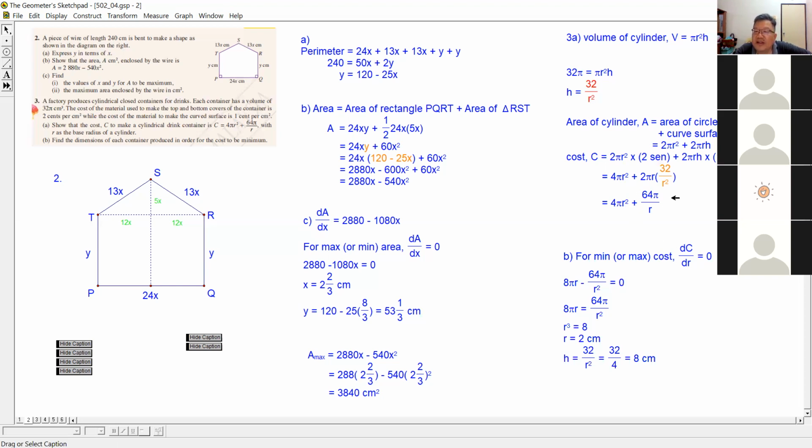So I have to differentiate this. This is the C. So dC over dr: differentiate the r square, you have 8 pi r. Now differentiate this, the r is at the bottom. When you differentiate r to the power -1, it becomes r to the power -2, so the r becomes r squared at the bottom. Then the -1 you bring to the front here. That's why you have the negative here.